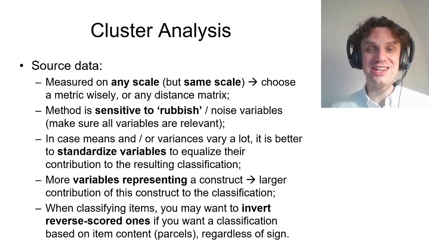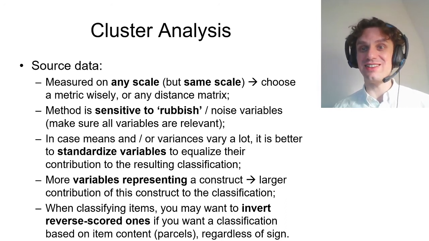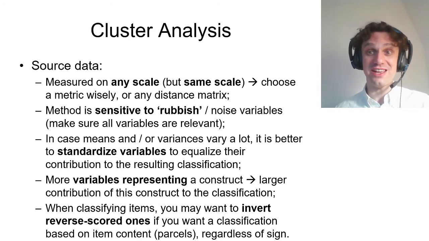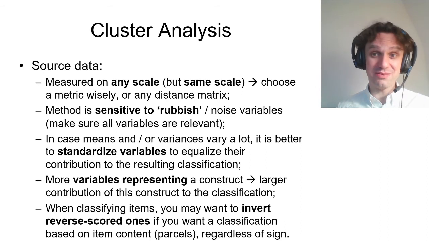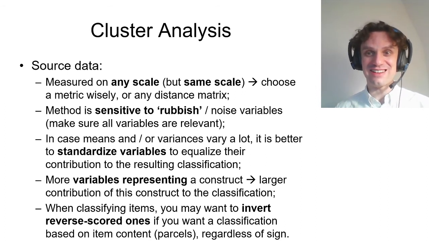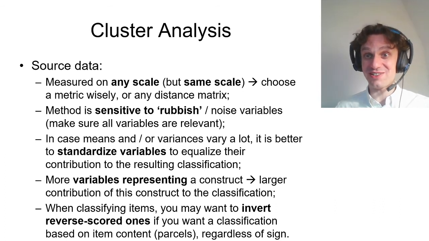Another important consideration is the more variables you have representing a construct, the larger will be its contribution to classification. So if you have 5 different scales on anxiety and 1 scale on depression, obviously the contribution of anxiety to your classification will be 5 times larger. And if you want to equalize it, maybe you need to come up with an equal number of indicators for each construct that you're interested in.